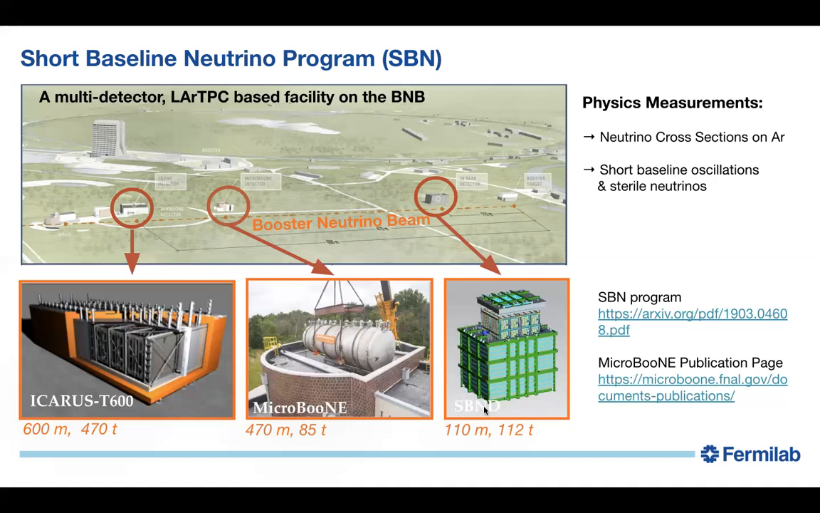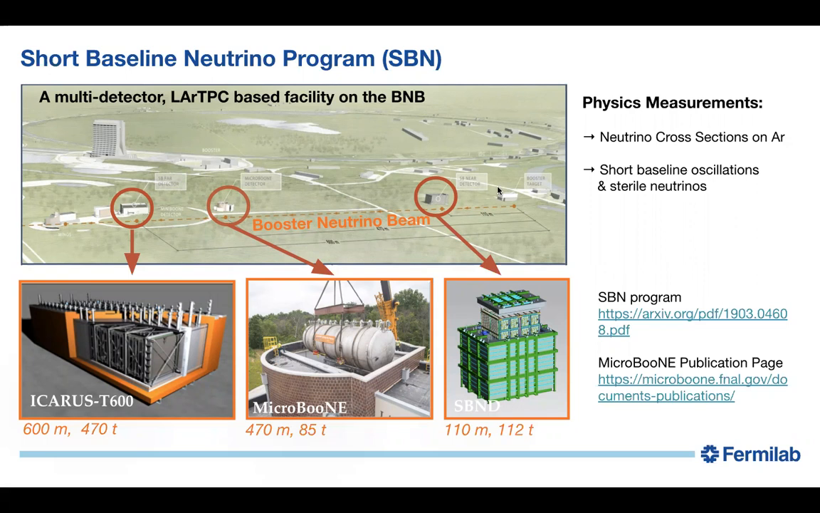We have the short baseline near detector, which is this one here, and it's about 100 meters of dirt from the point of production. And then we have the MicroBooNE detector at 470 meters. This is an 85-ton detector, and then we have a 600-ton detector, Icarus, that is at 600 meters from the point of production.